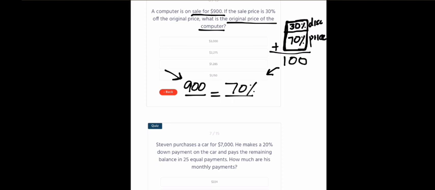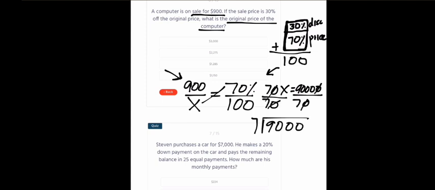70%. Okay? Now, we put that over 100, and we call our whole x because we don't know what it is. Now we cross multiply. 70 times x is 70x, and this is equal to 900 plus the additional 2 zeros from the 100. We're going to divide this by 70. I can eliminate a 0. So now I'm going to do 9,000 divided by 7.